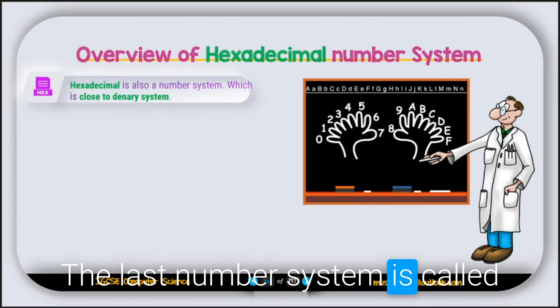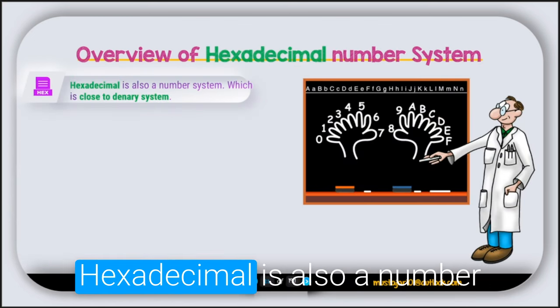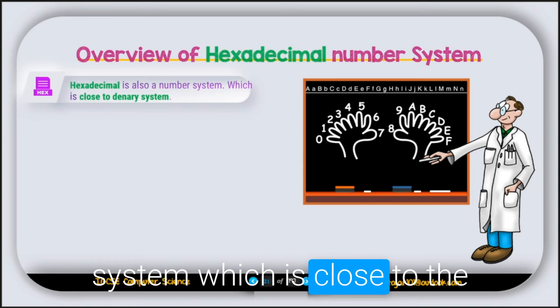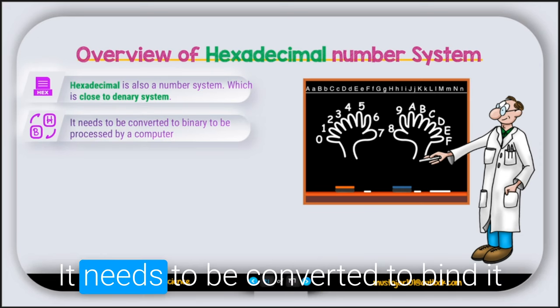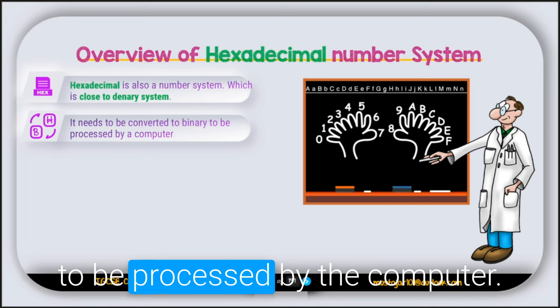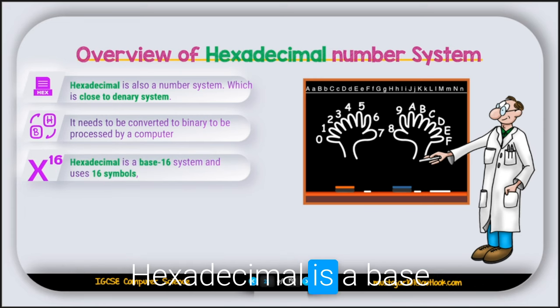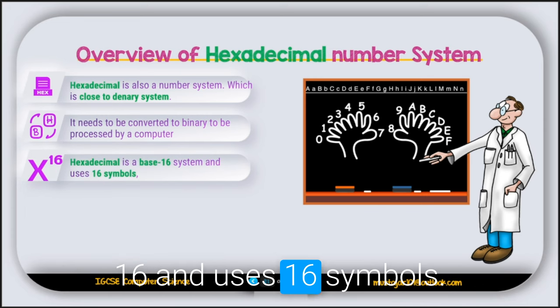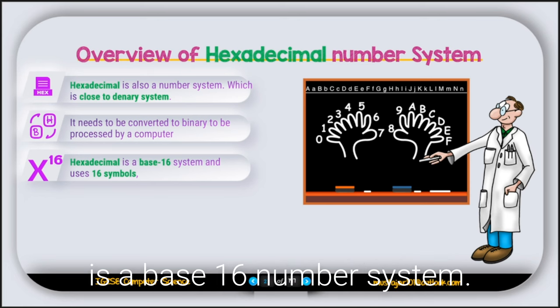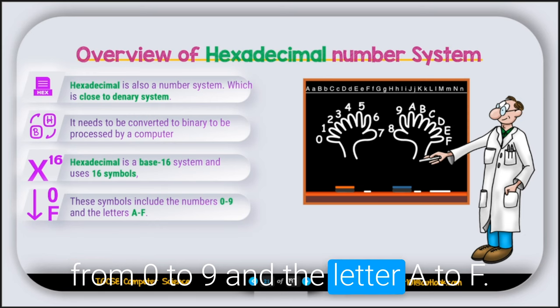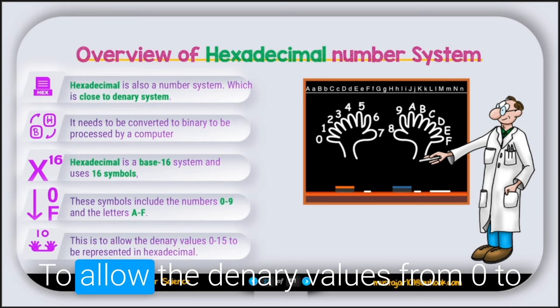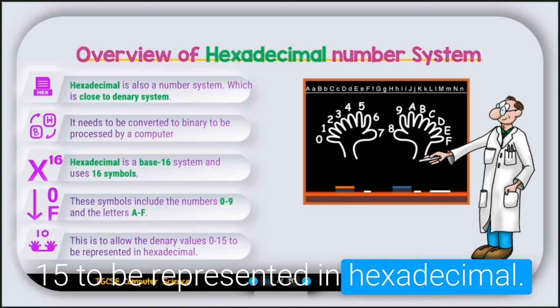The last number system is called the hexadecimal number system. Hexadecimal is close to denary because, as you can see in the picture, the 0 to 9 is the same as in the denary number system. It needs to be converted to binary to be processed by the computer. Hexadecimal is base 16 and uses 16 symbols. These symbols include the numbers from 0 to 9 and the letters A to F. This allows the denary values from 0 to 15 to be represented in hexadecimal.